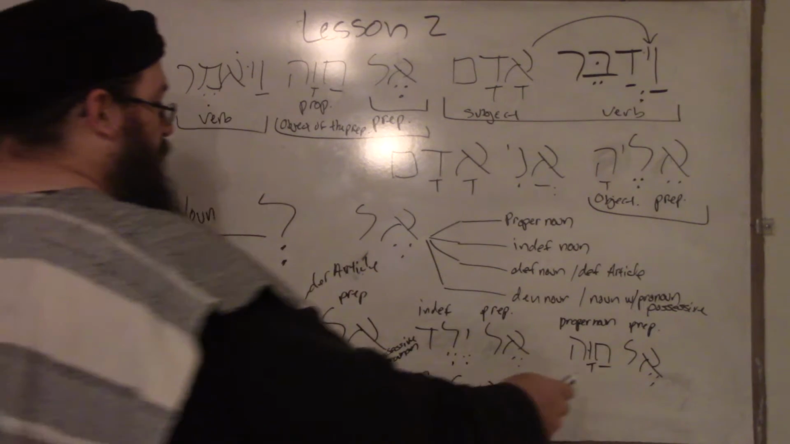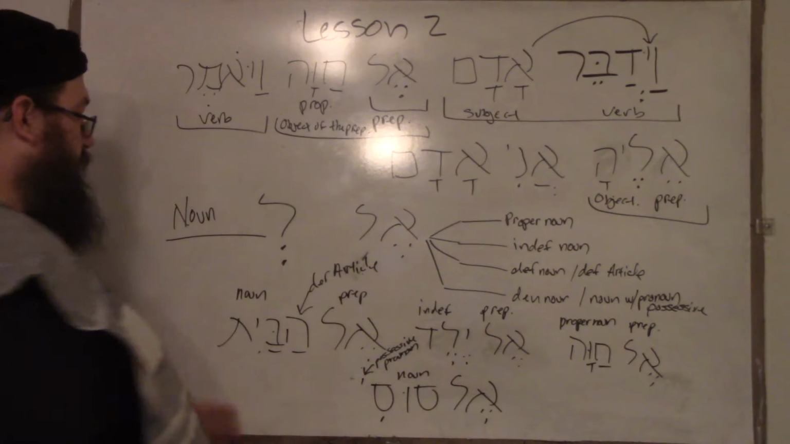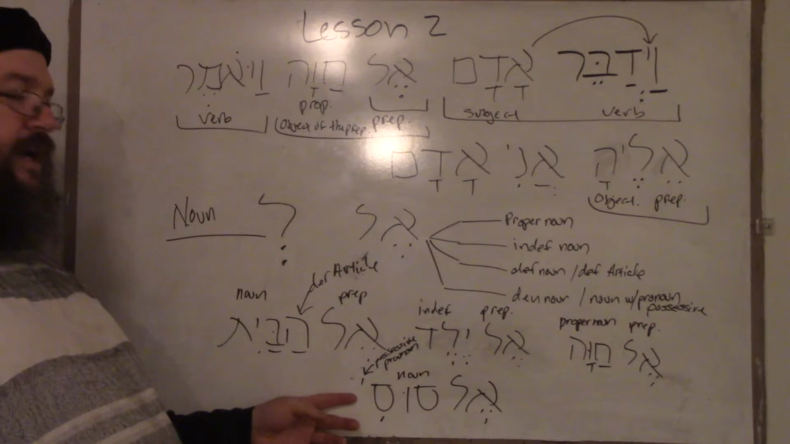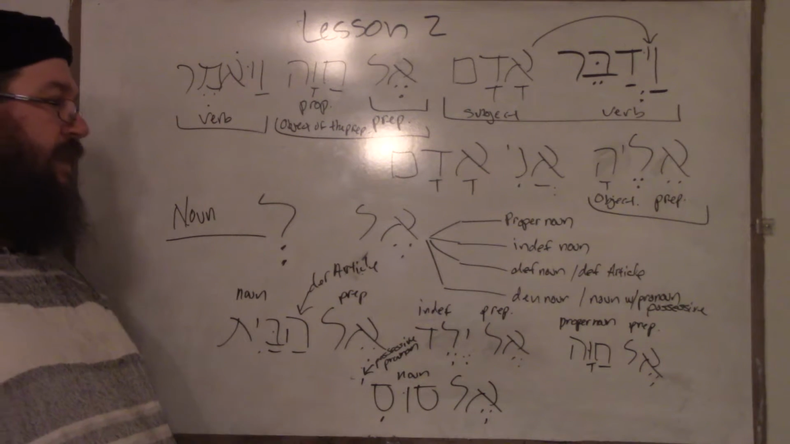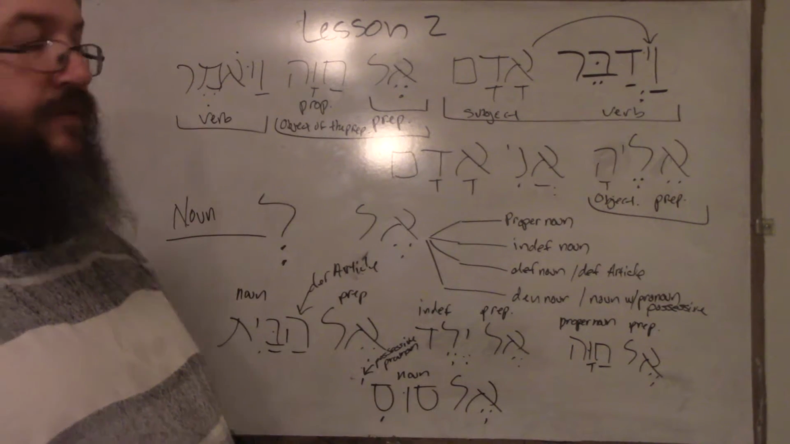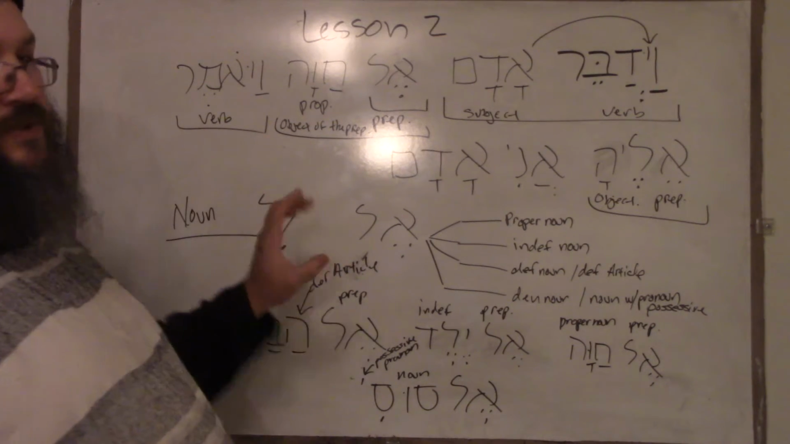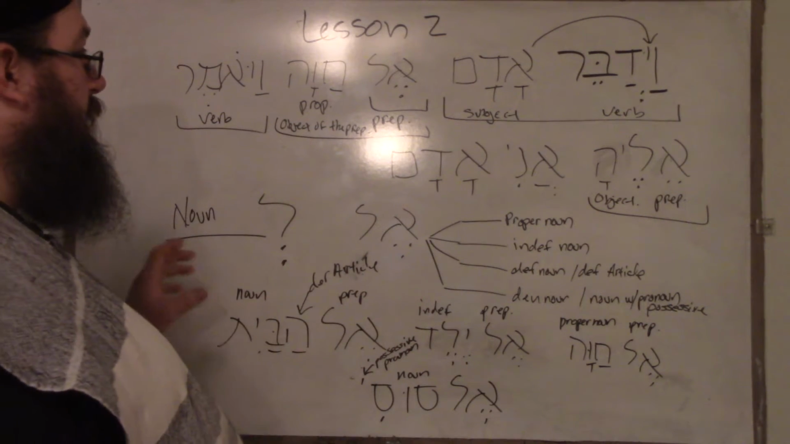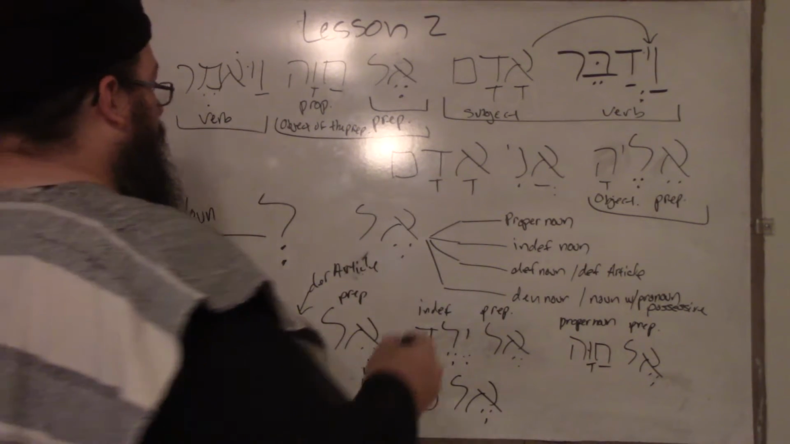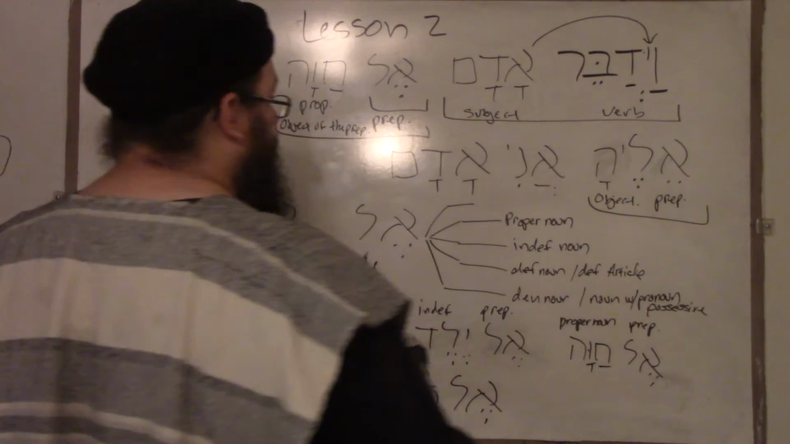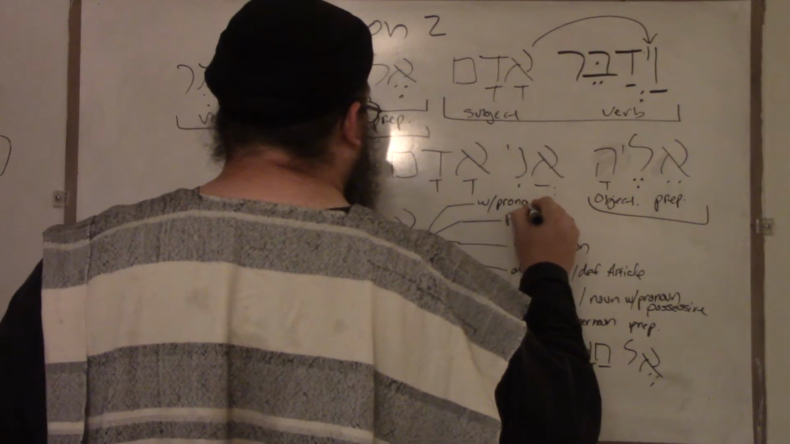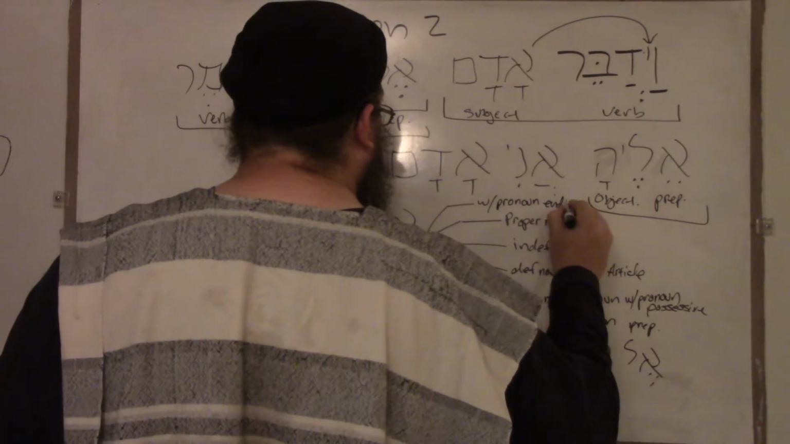But it could be a proper noun, it could be an indefinite noun, it could be a definite noun with the hey article, or it could be a noun with the possessive pronoun ending. And that is going to incorporate all of the possibilities that we have with regard to prepositions in this area. Okay? Now we're going to go one more level, which is going to add to this, and this is going to be with the pronoun ending.